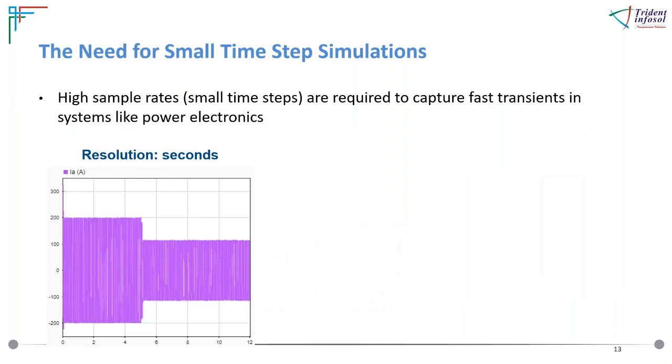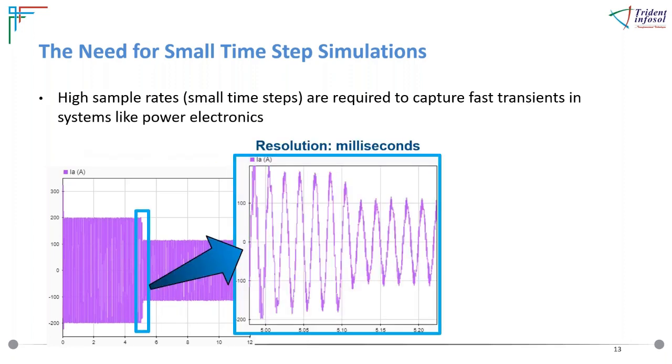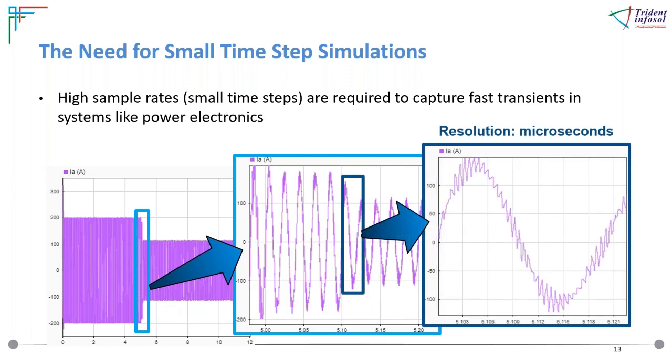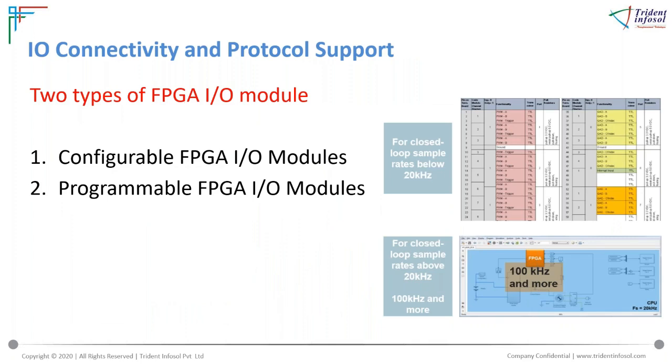Here I have taken one small example of a power electronics application which requires a very small time step or very high sample rates, so you want to capture the signals at a very fast rate. For these types of signals, the time step is not in seconds but in milliseconds, and for some applications it can also be in microseconds. For these very small time steps, we have FPGA IO modules available.